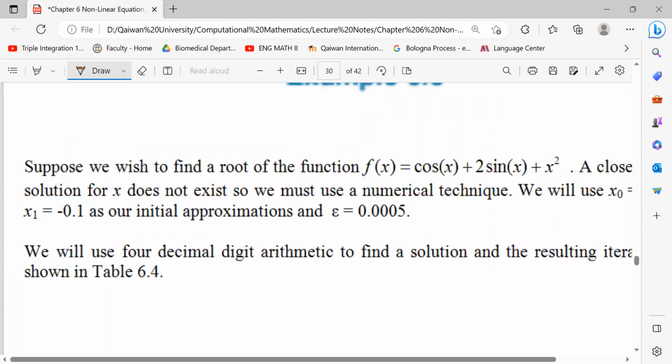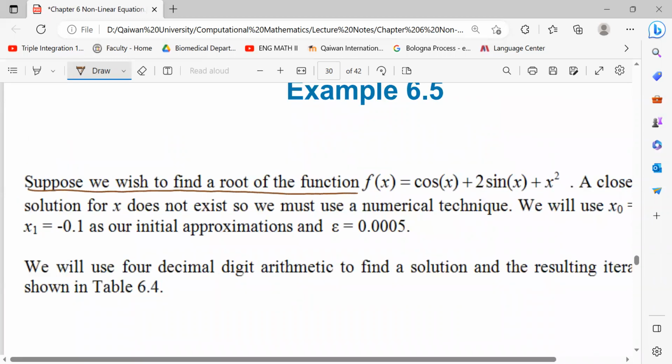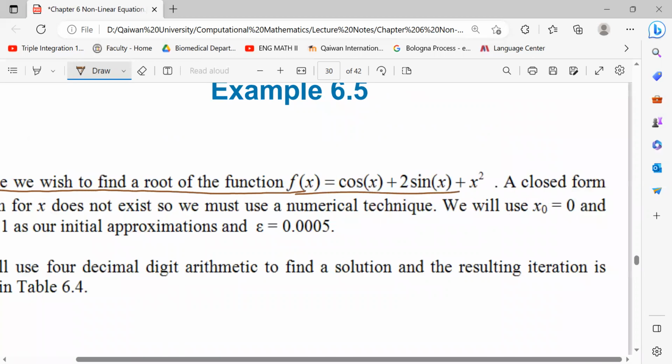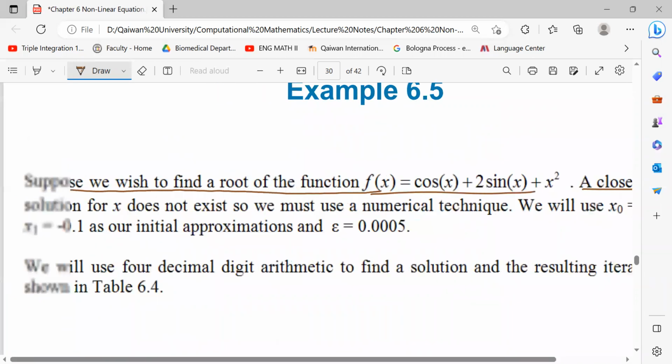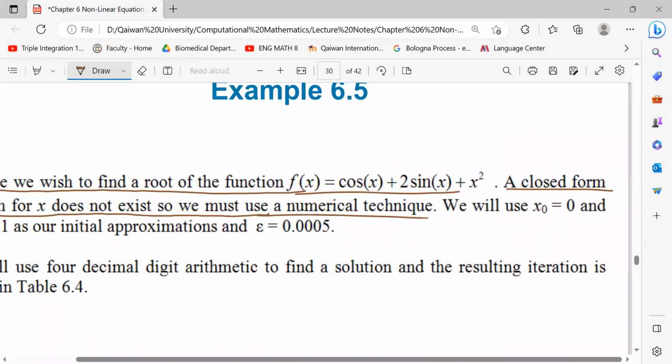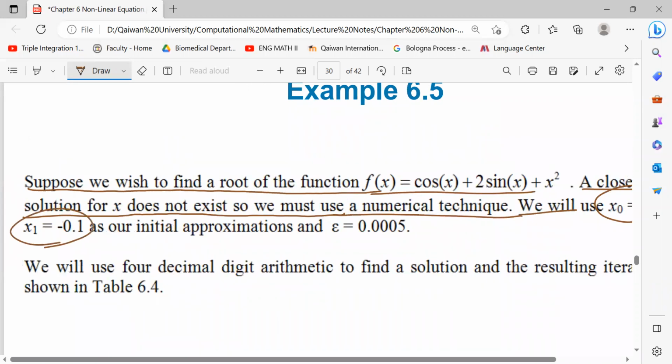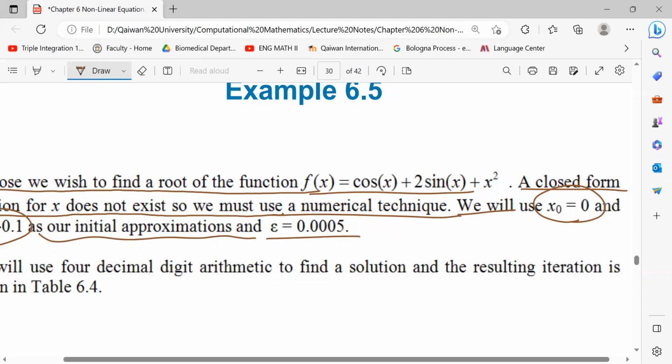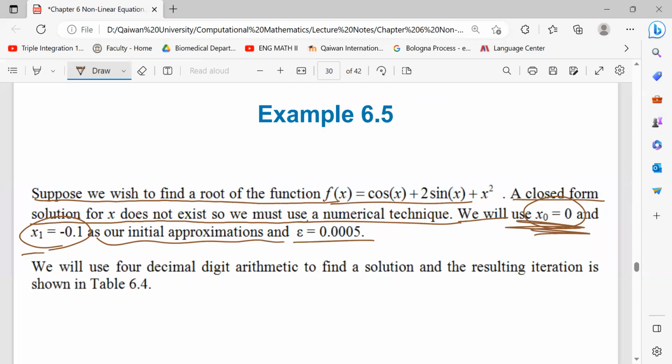And the example is the same as the above one. As you see, it says, suppose we wish to find the root for this function. A closed form solution for x doesn't exist, so we must use numerical technique. We will use x0 to be 0 and x1 to be this as our initial approximations, and epsilon to be this. We haven't been told to use that method, but you need to recognize it. We have been given 2 points.